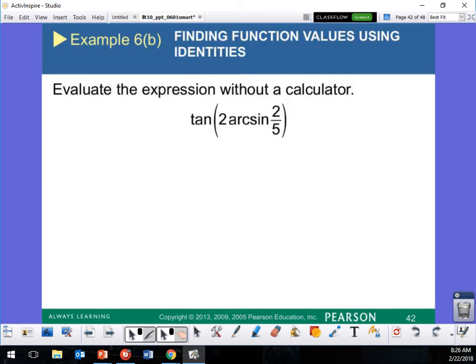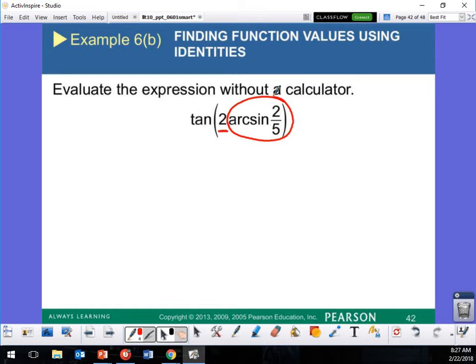This one's a little bit more interesting. Okay, it's interesting for this reason. I have 2 times this angle. 2 times the angle means it's what type of property? Double angle, very good. So that's a double angle. So I represent this thing as my angle.